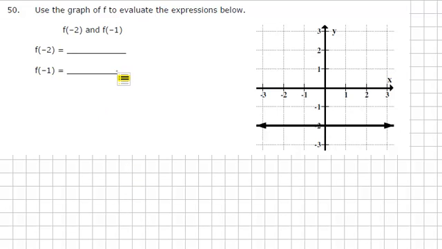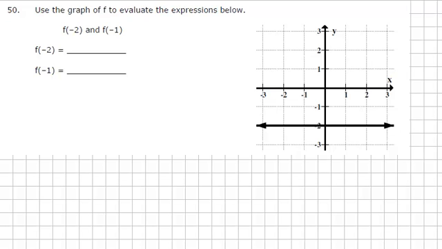Use the graph of f to evaluate the expressions below, f of negative 2 and f of negative 1. What we need to do is to first of all recall the idea of a function and function notation. Remember, a function is a set of ordered pairs such that for each input there is a unique output.